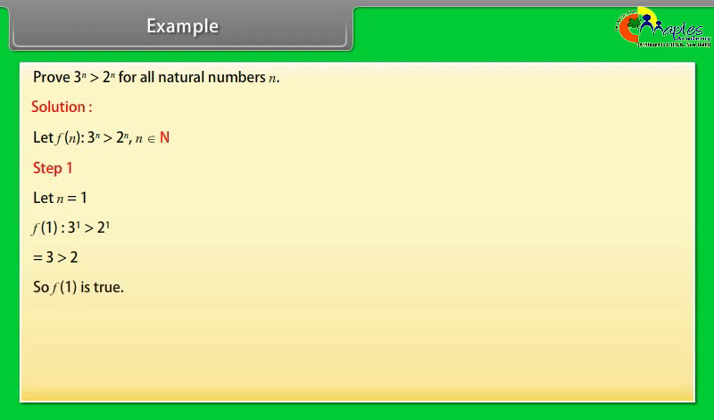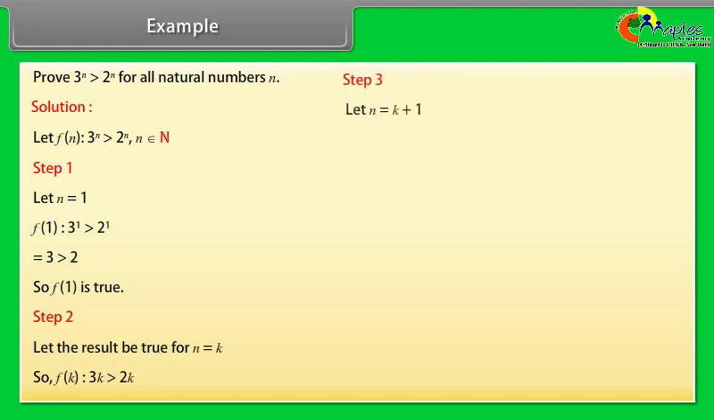So, f of 1 is true. Step 2. Let the result be true for n is equal to k. So, f of k such that 3 raised to power k greater than 2 raised to power k. Step 3. Let n is equal to k plus 1.